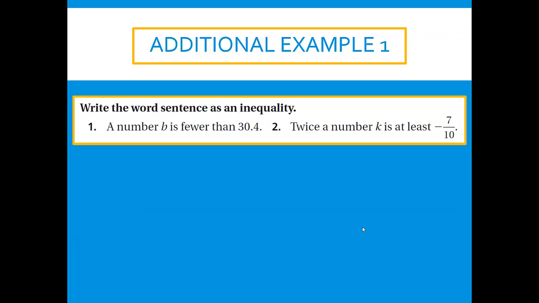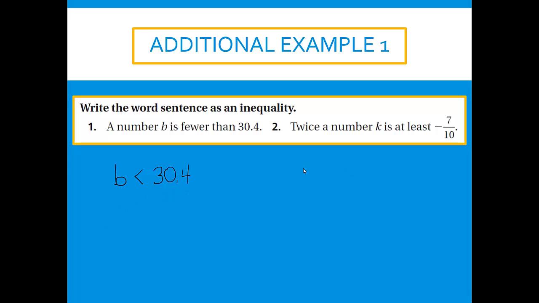Now we have an additional example. You can pause the video and try it on your own, or you may follow along. Write the word sentence as an inequality. A number b is fewer than 30 4/10. So we have b, and "is fewer than" would be a less than symbol. And then we have 30 4/10. So b is less than 30 4/10.